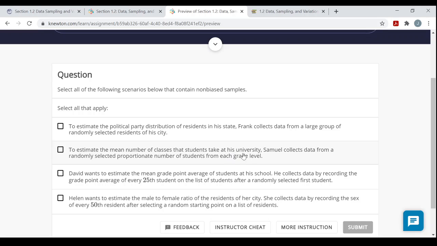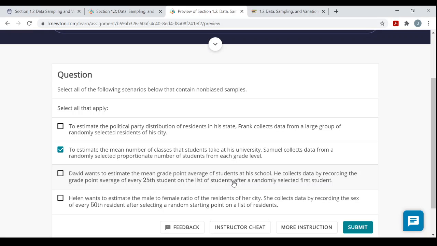The mean number of classes is, all right, this one was the grade level, right? So randomly selected proportionate number of students from each grade level. I'd say that was non-biased. That was actually a good way to collect the sample. David wants to estimate the mean grade point average of students at his school. He collects data by recording the grade point average of every 25th student on the list of students after randomly selecting the first student. Now this is good. This isn't like the every 10th person at the mall. This is from a list of the entire population.